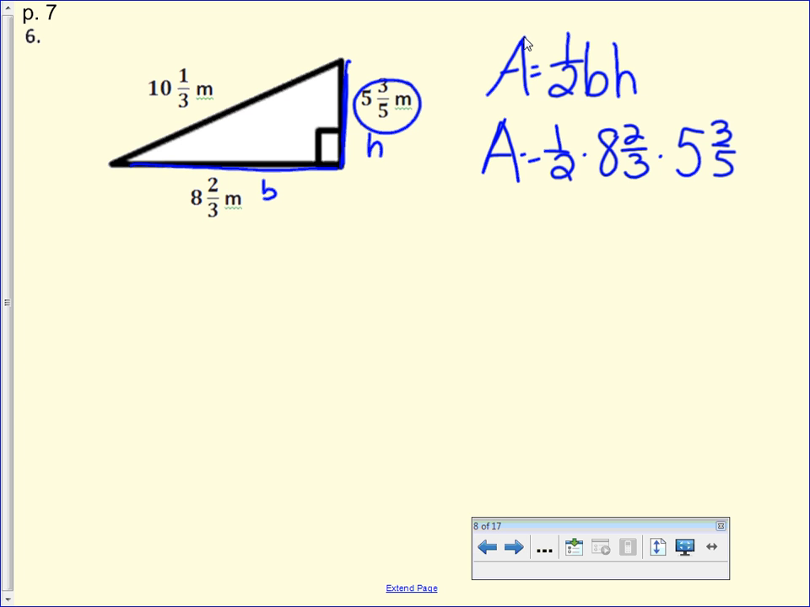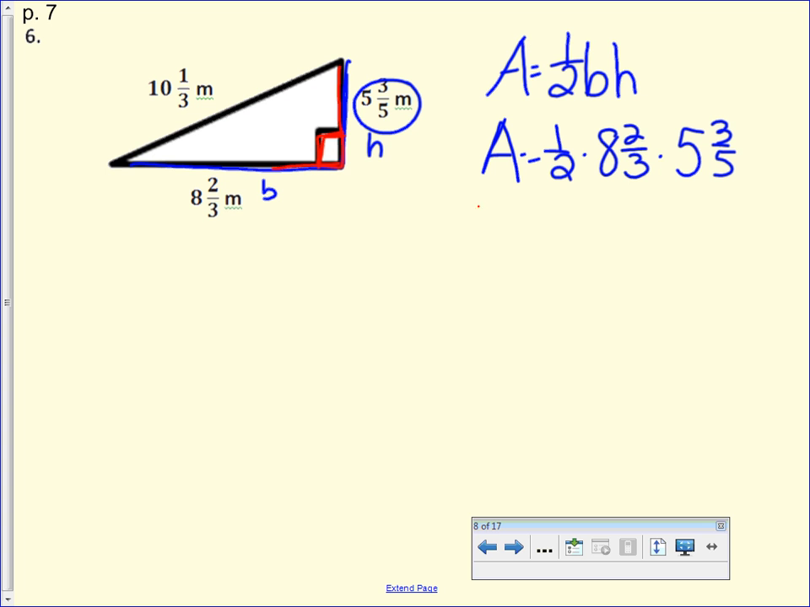Why can't I use 10 1/3? What's kind of like a requirement for the height? What does it have to do or meet or have? Right, the height has to be perpendicular to the base, which means it has to form a right angle with the base. It's usually written in that order, but remember that multiplication is commutative, so when we multiply them, we can multiply them in any order, and we're actually going to practice that later on.